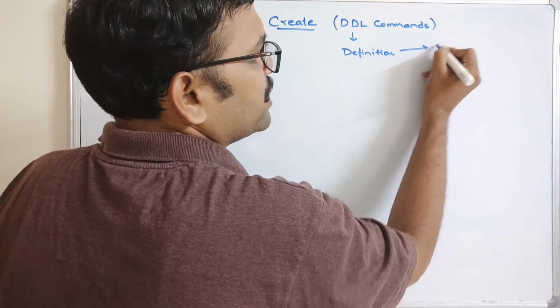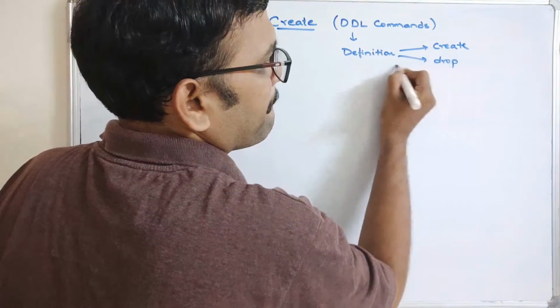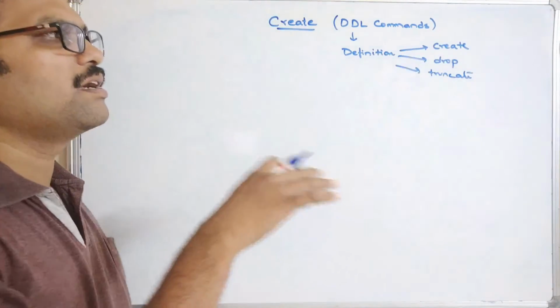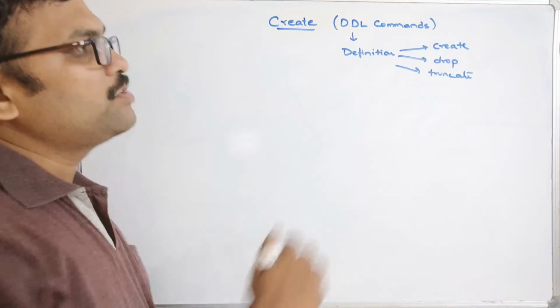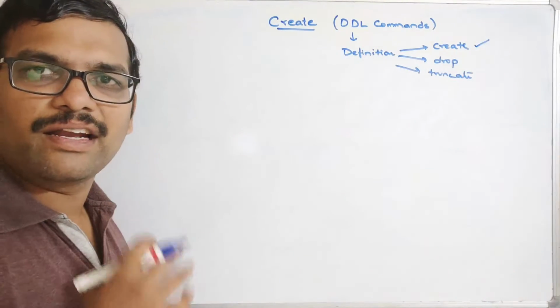So one is create, drop, truncate, etc. All these will be the data definition language commands. In that we'll see the create command. So what is the syntax for the create command?